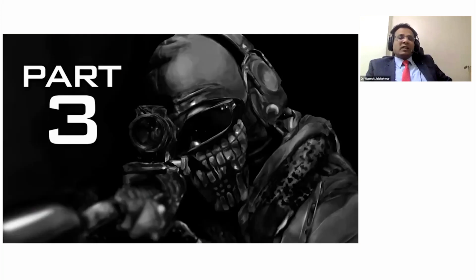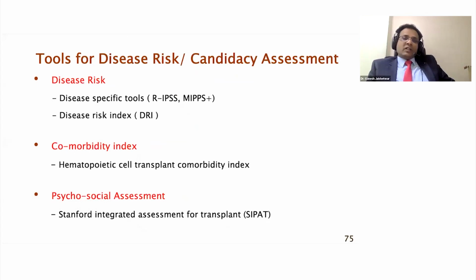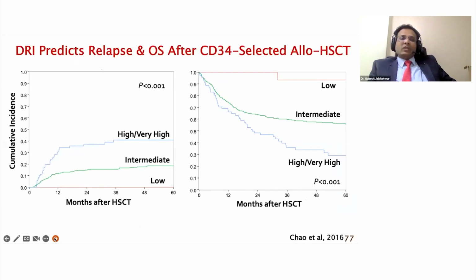So changing gears further, part 3, the patient as well as donor selection. So how do we select patients? Basically there are various tools to define disease risk as well as the candidate who is evaluated for hematopoietic stem cell transplant. So for the disease risk, there are various tools, the comorbidity index and psychosocial assessment, very important. So these are various disease risks. So DRI, there are many medical smart calculators available. You just put in the patient data and you come up with various scores, and based on the scores you can predict the survival parameters like overall survival and the relapse risk in these cases.